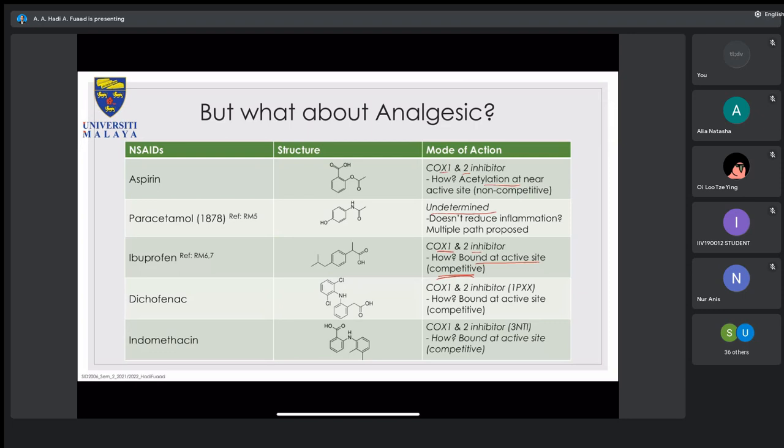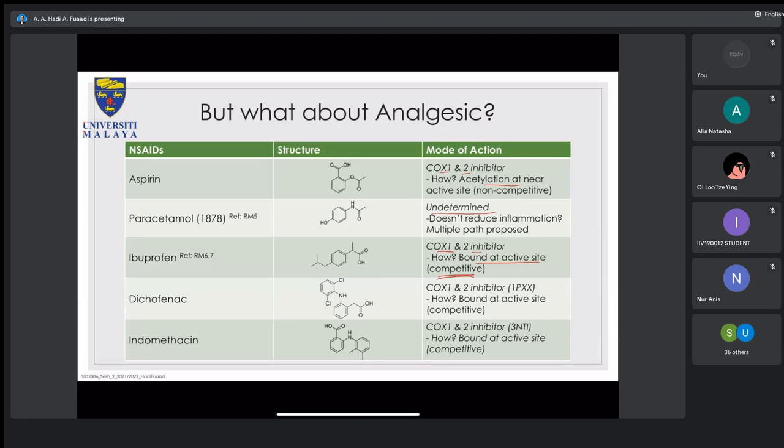Non-competitive is where you have aspirin, for example, which doesn't really react at the active site. It blocks part of the active site, but it does not really interact with the catalytic active site.